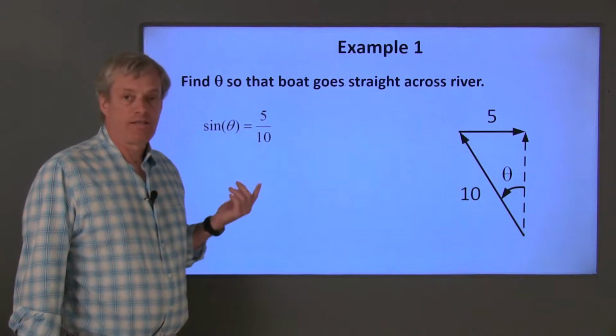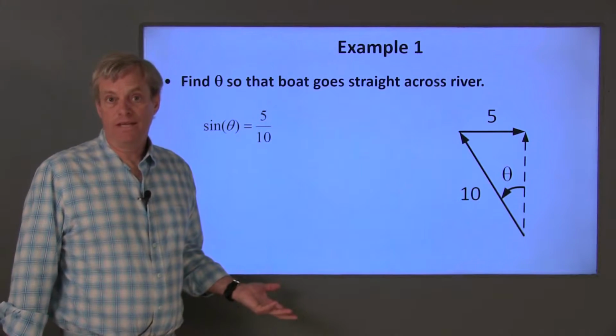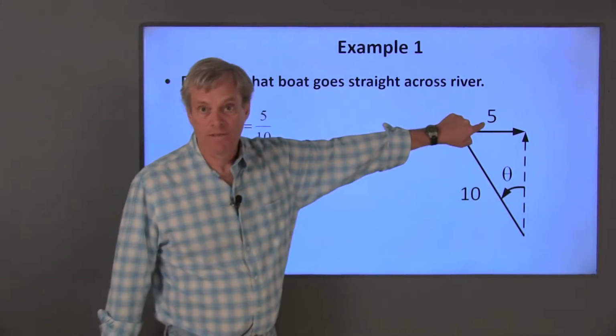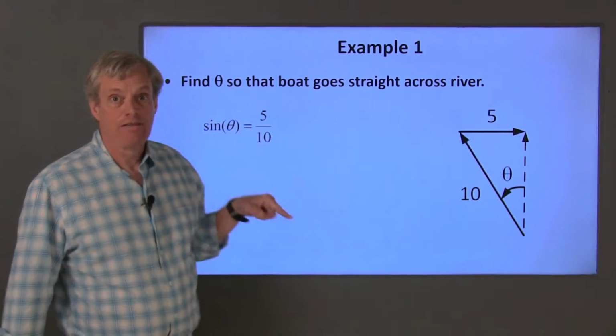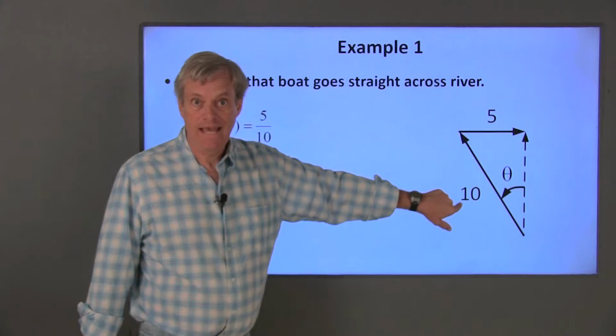Since this polygon is a right triangle, the math is pretty easy. The length of the side opposite to theta is 5, and the length of the hypotenuse is 10.